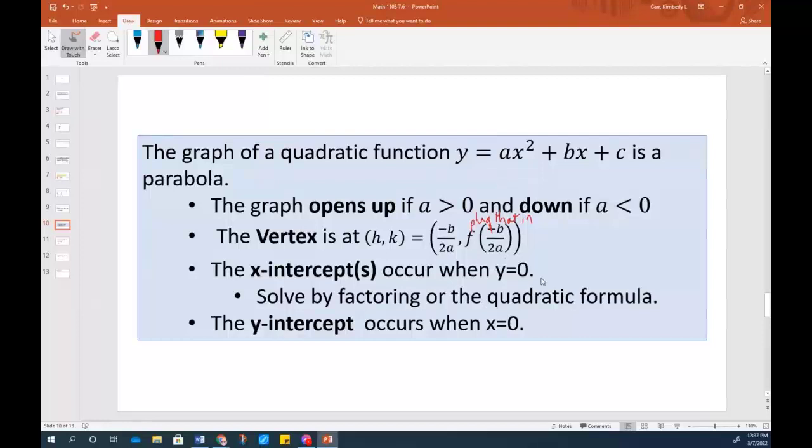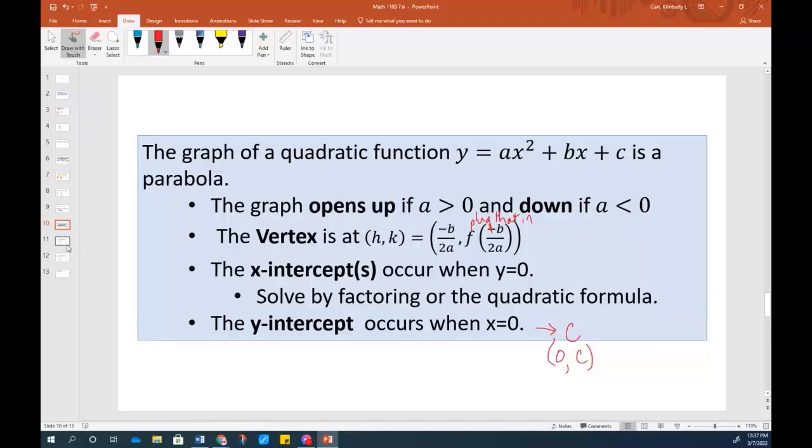Now the x-intercepts occur when y is equal to 0, so we have to let y equal 0, and then we have to solve, which means you're probably going to factor, but you might use the quadratic formula. And then the y-intercept occurs when x equals 0, and that's our favorite because it's so quick to think, well, if x is 0, the only thing left in this equation is c. So you can just look up there and tell what your answer is for that y-intercept. And the y-intercept is actually a point when x is 0, so that point is going to be (0, c).